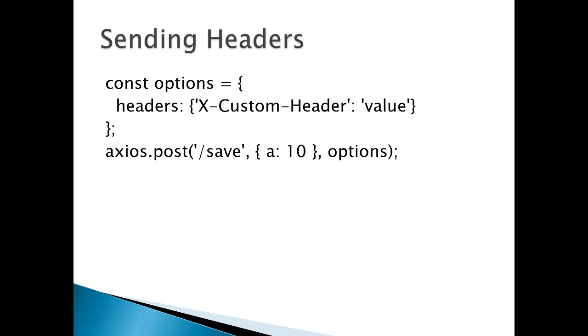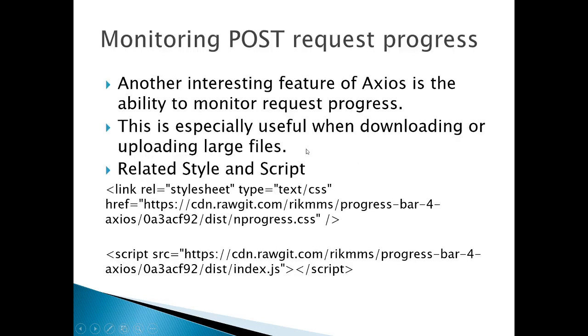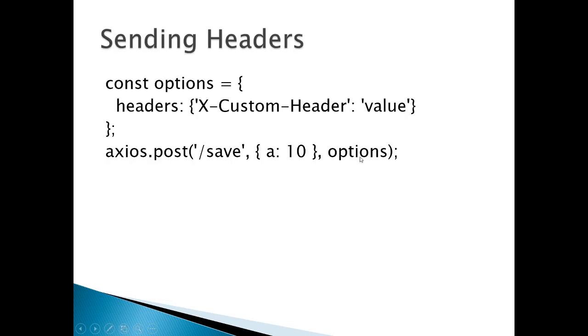You can send the headers in the option part. You declare the options. Here we have declared the headers, and axios.post/save, this is the link URL. This is our data which will be passed with this URL. And the third thing is options, in which we have defined the headers. So if we want to send the JWT token, it will be provided with the headers.